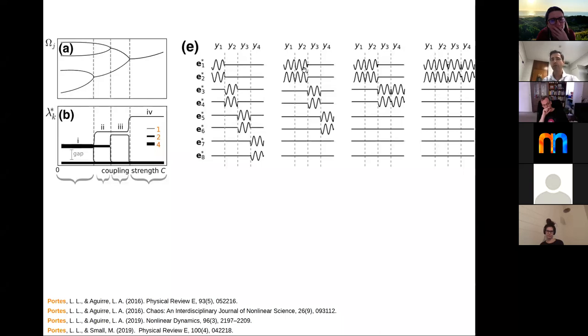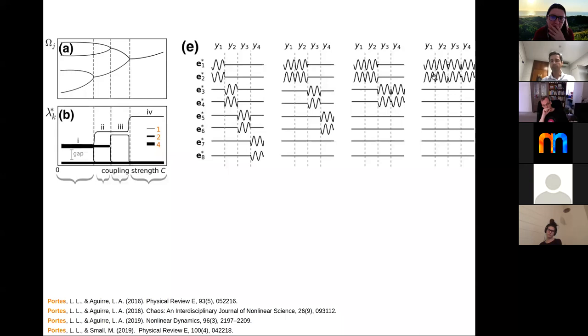Okay, so here you have a phase synchronized cluster, and oscillators 3 and 4 are not phase synchronized with anything. And then 3 and 4 became synchronized. You have two phase synchronized clusters. And if you increase even more the coupling strength, you have all the 4 oscillators synchronized.